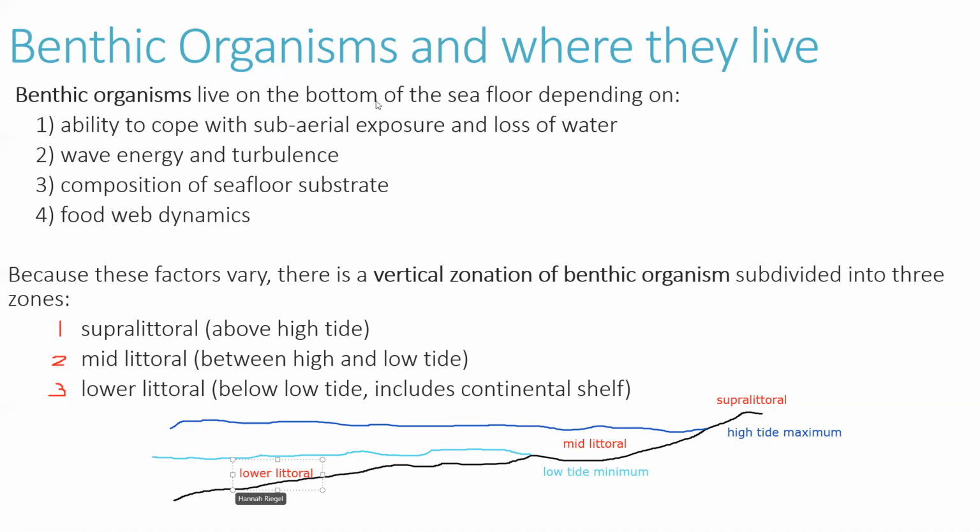And so these two zones, the mid-littoral and the lower littoral, are called the sublittoral zones. So the mid-littoral to lower littoral is called the sublittoral zones. So if you think about it, the prefix, right, is sub, so below water, right? Supralittoral is above water, above the tide.